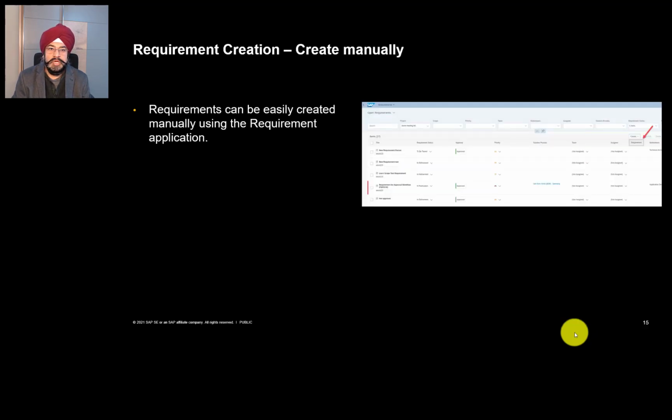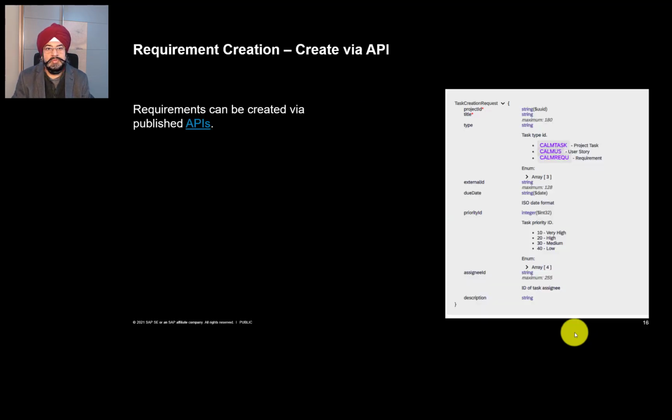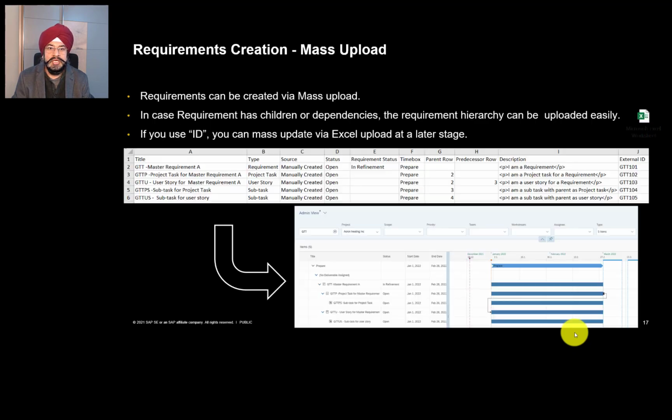You can create the requirements manually, you can bring them via an API, or you can bring them via an Excel upload, and we'll see this in the system. So let's go to the requirement list.